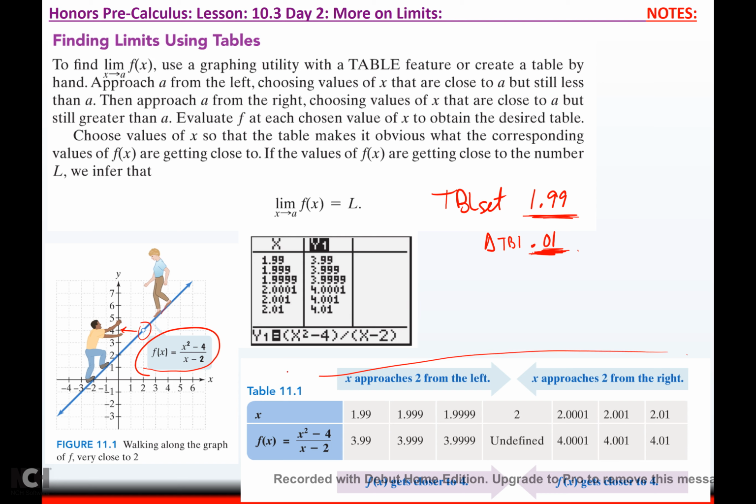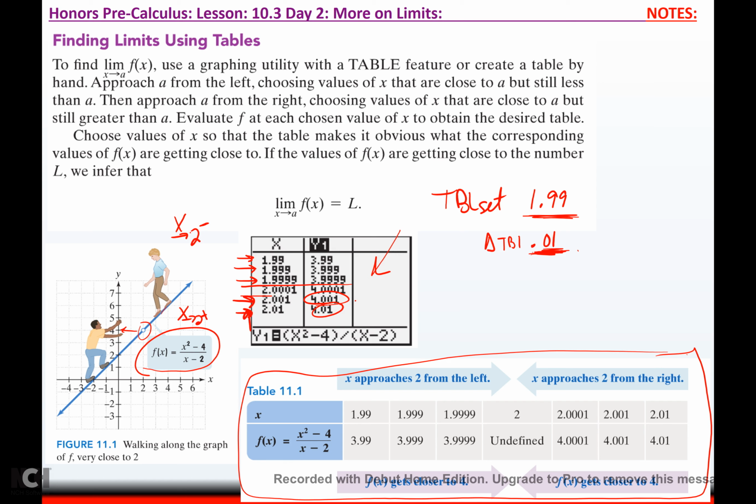They drew it out for you here, which is really nice to see. Here's what you would actually see. As you're approaching 2 from the left, that would be this way, getting closer, closer, closer. Right before I hit 2, I'm at 3.99999, which is really close. If I'm approaching 2 from the right, in other words coming this way at it, as I get closer and closer to 2, again I'm really close to 4.